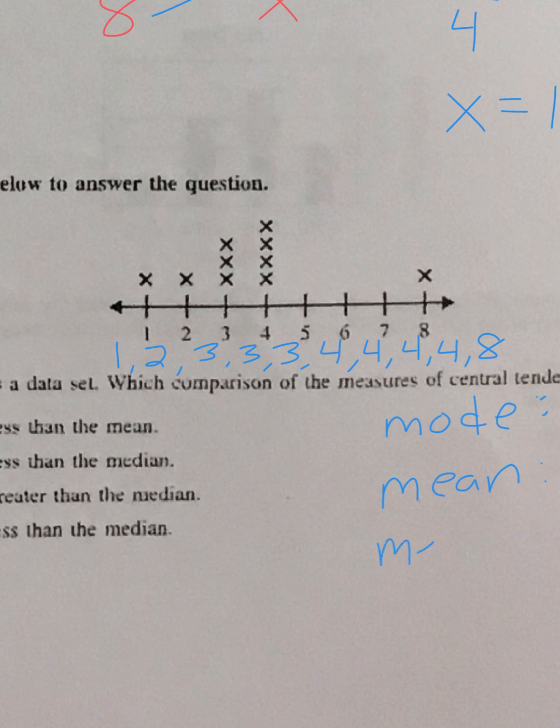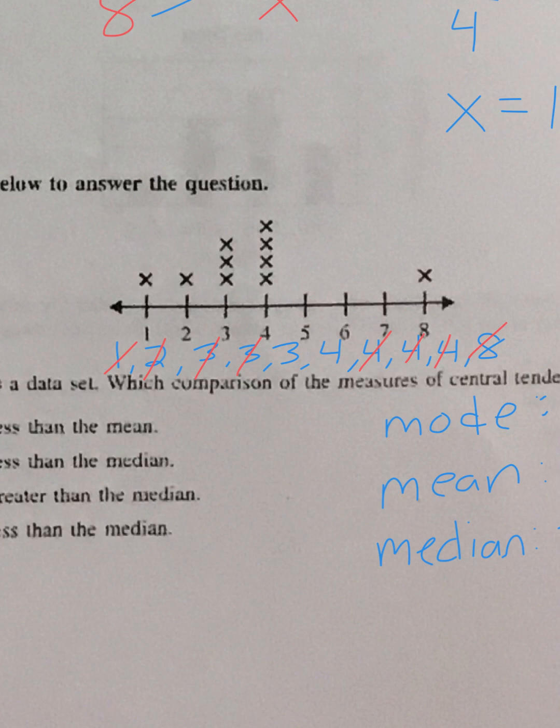And then the last thing I need to find is the median. Median means what? That's the middle. The reason I have these written like this is so I can find the middle. I have 3 and 4. You add them and then divide by 2. I can do that, but just think, what's in the middle of 3 and 4? 3.5.